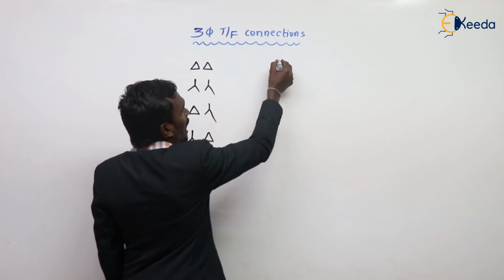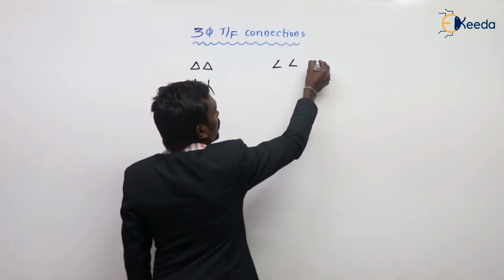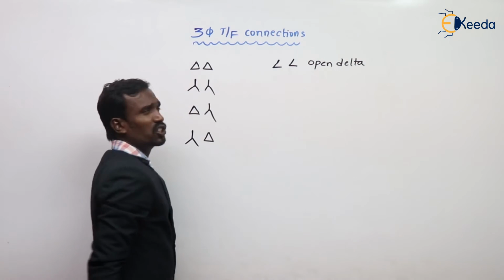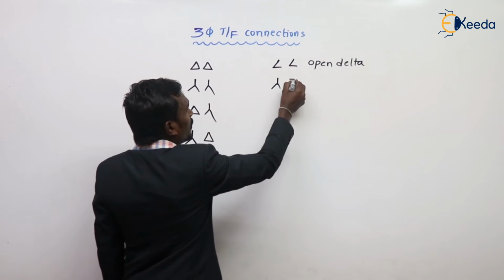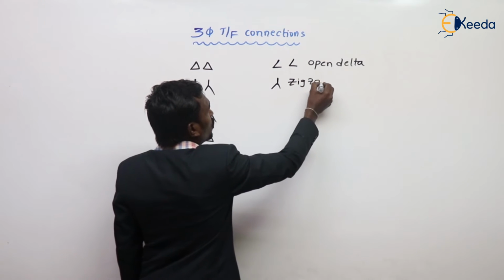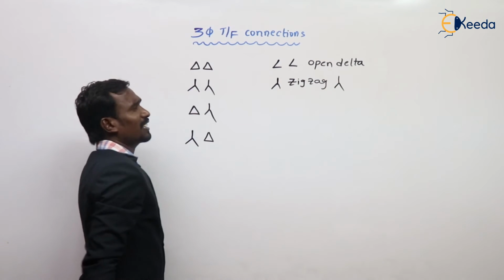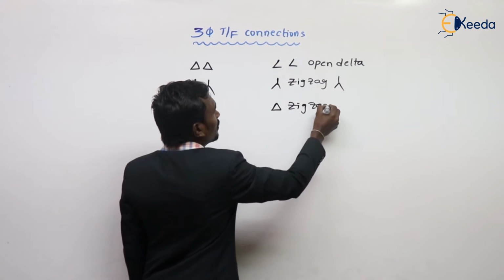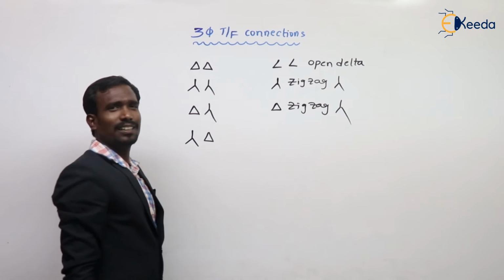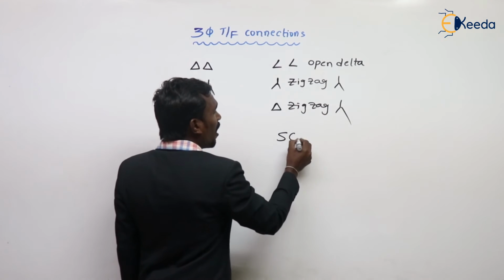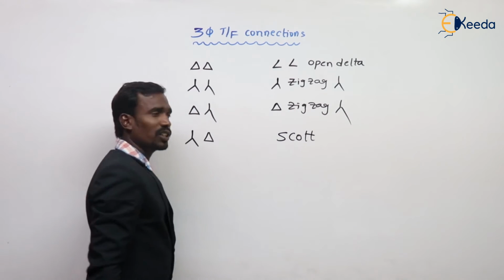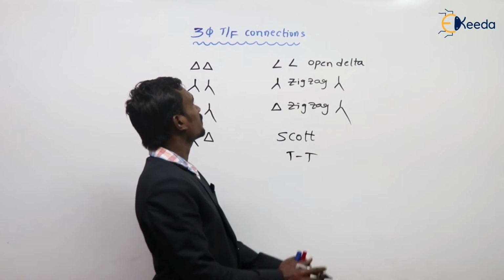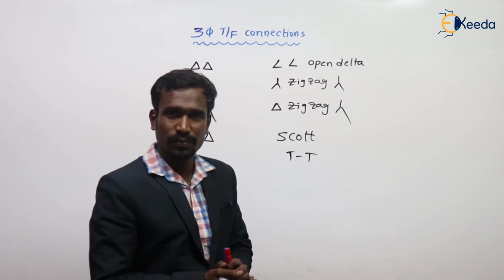Apart from this, we have an open delta connection, and star zigzag star connection, and delta zigzag star connection, and Scott connection. Of course, we have a TT connection also. These are the different three-phase transformer connections.